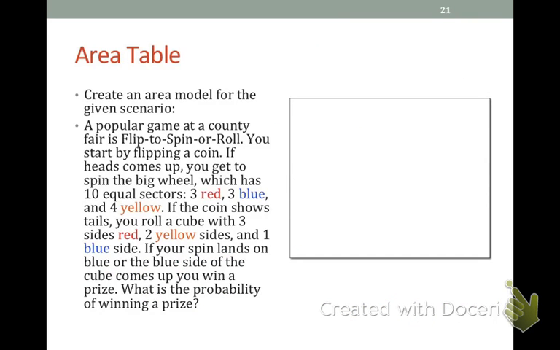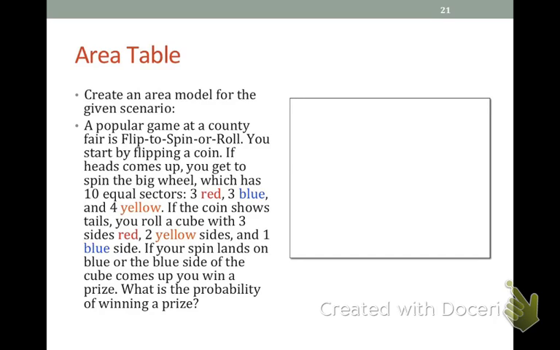Okay, so here's a new one, and you want to try to come up with your own area table that would represent what's going on in this game. So it's called flip to spin or roll. So you start by flipping a coin. If you get heads, then you're going to spin a big wheel. And if you get tails, then you're going to roll a little cube.